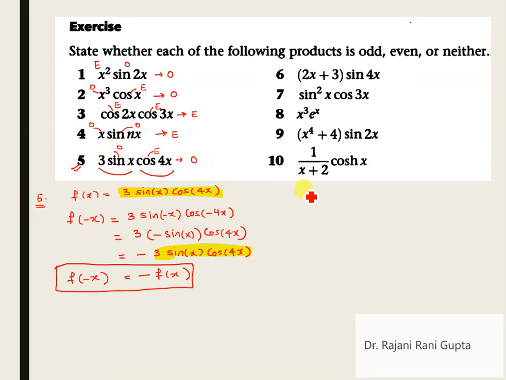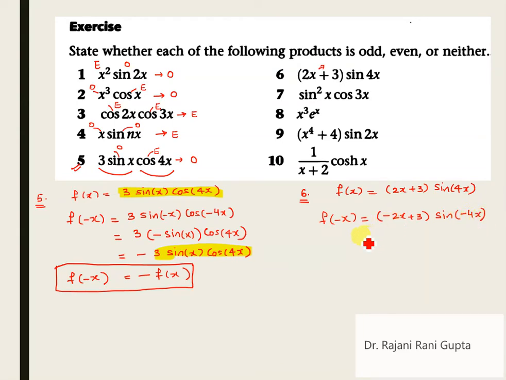Now let's look at question number 6. This is say f of x is equal to 2x plus 3 and sine of 4x. If I replace x by minus x, so if I replace x by minus x, what will happen? It will become minus 2x plus 3, and here sine of minus 4x.